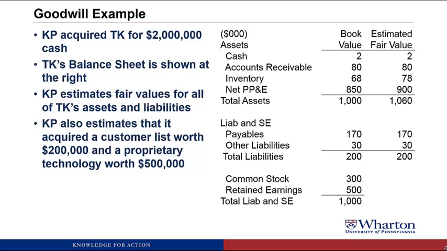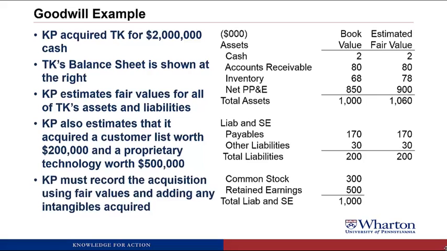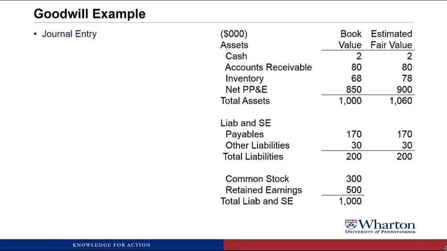But now there's been a market transaction. KP has paid to buy TK. Part of what they're buying is the customer list and the proprietary technology, so we can create these as separable intangible assets. KP must record the acquisition using these fair values and then adding the intangibles acquired. So let's look at the journal entry to do this.